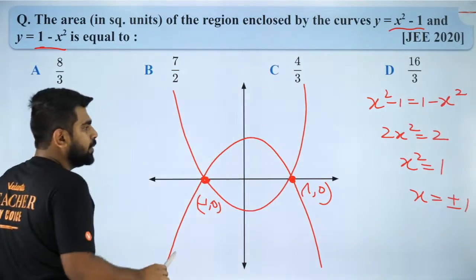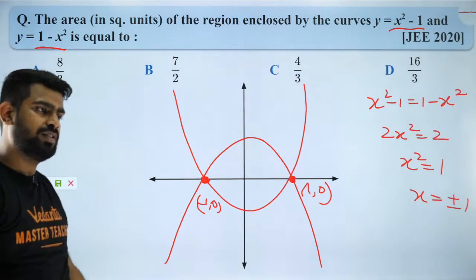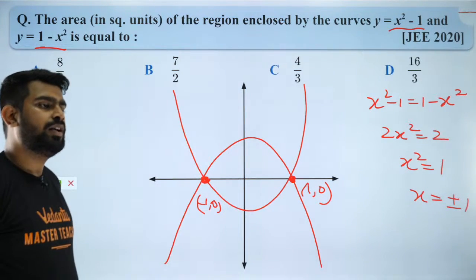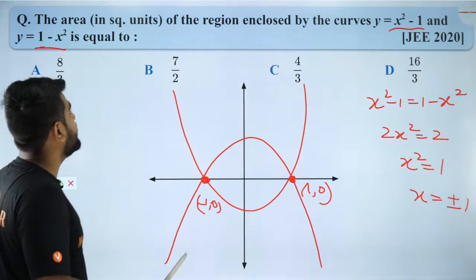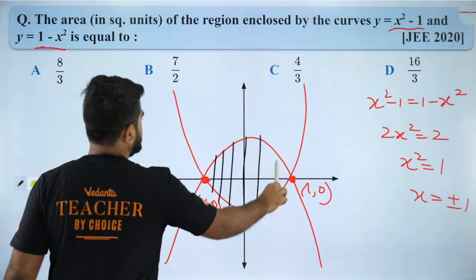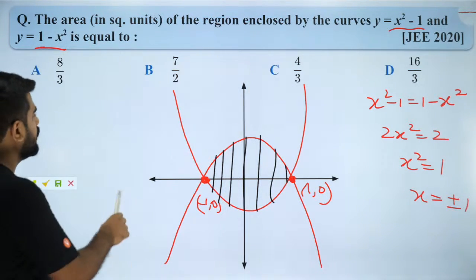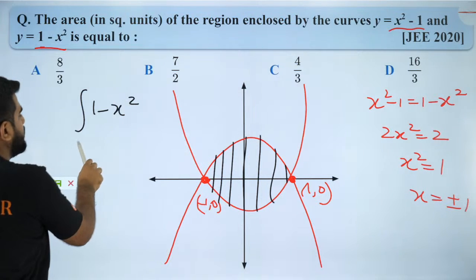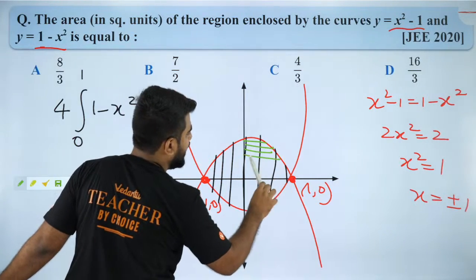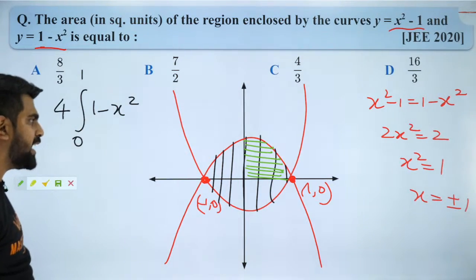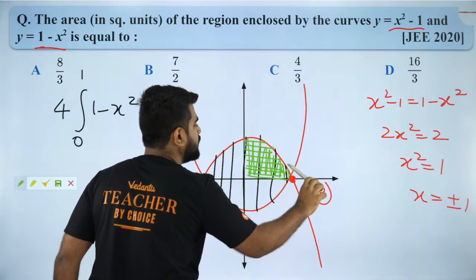Do you all understand that? Because when x is 1, y is 0. Did you all get that? Brilliant. Now what I'm going to do is find this area, which is what we want. It's actually pretty simple. It is nothing other than 4 times the integral of 1 minus x square from 0 to 1. Because I took this area and multiplied it by 4, since it's a symmetric diagram. I am just taking the green color area and multiplying it by 4 times.